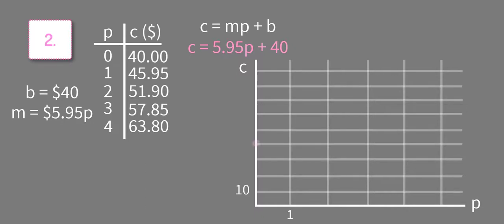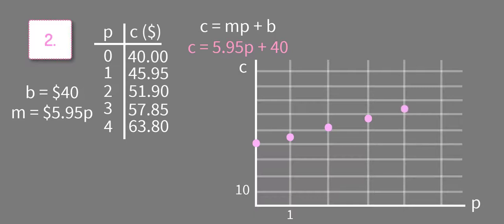So at 0 we have 40, so 10, 20, 30, 40. We know there's a point. That's what they charge if you have no premium channels. And then 45.95. So that's going to be right about here, in between 40 and 50. Remember, this over here is 50. Then 51.90, so that's going to be right about here. Then for 3 premium channels, it's 57.85, so that's going to be right about here. And then last but not least, 63.80 for 4 channels, so that's going to be right about here.